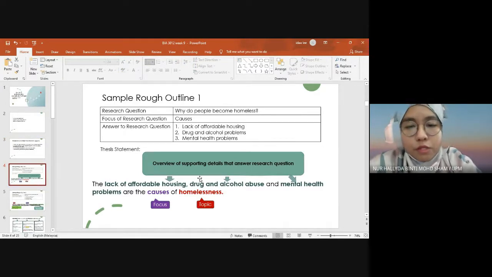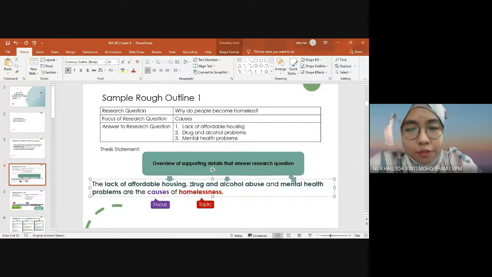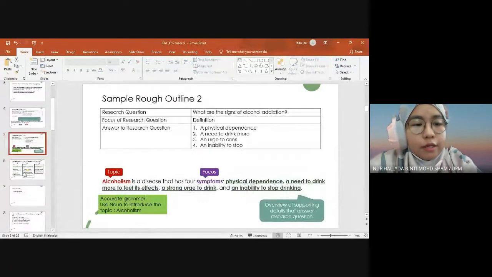For example, in this thesis statement, the three supporting details are overviewed. The keywords are mentioned, as well as the focus and the topic. You combine all of that in one sentence, and then you will get your thesis statement. And this is another example.